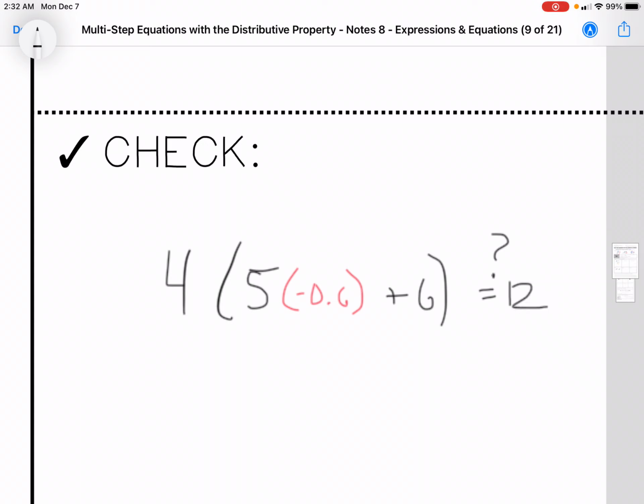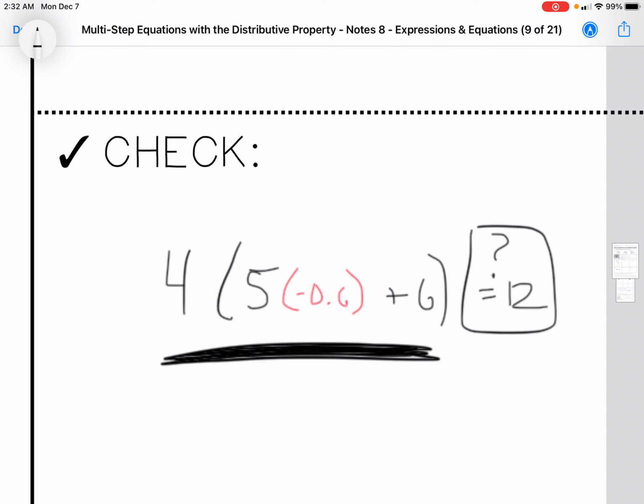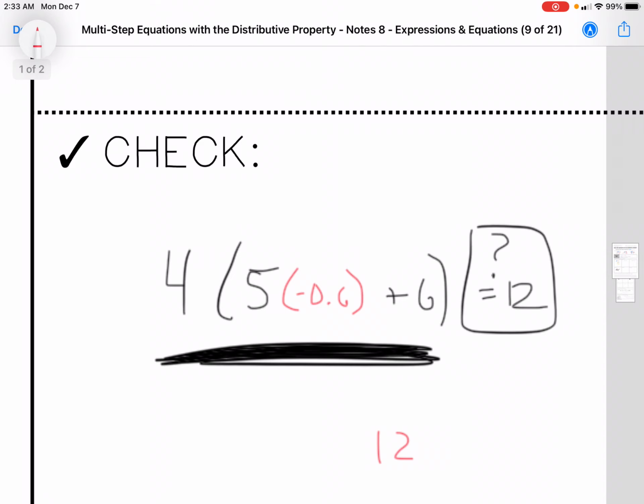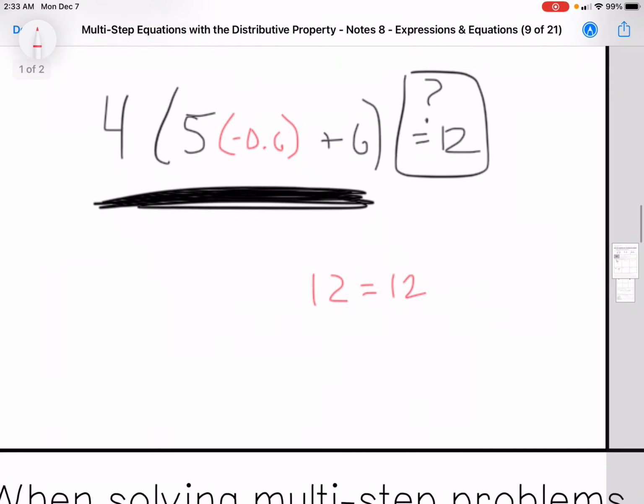Equal 12. Okay, did that. All of this equals 12. So you would enter that, I'm underlining it, in your calculator and see if it equaled 12. Okay, if it did, then we got the correct answer, which I'm going to go ahead and tell you it does. We did get the correct answer. Okay, so check.